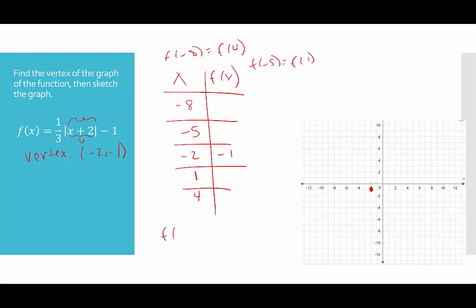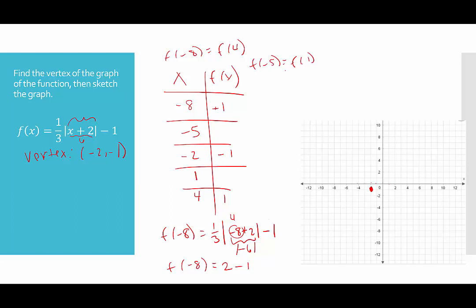If we plug in negative 8, we would get 1/3 times the absolute value of negative 8 plus 2, minus 1. Negative 8 plus 2 is negative 6. The absolute value of negative 6 is 6. 1/3 of 6, that's like 6 divided by 3, is 2. So we end up with 2 minus 1, which is positive 1. And that means that 4 would also have a value of positive 1. And that should make sense, right? Because if you plugged in 4 here instead, you would get 4 plus 2 is 6, and the absolute value of 6 is the same as the absolute value of negative 6. So that's why the symmetry works really nicely.